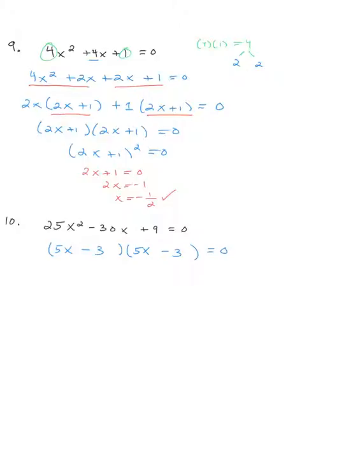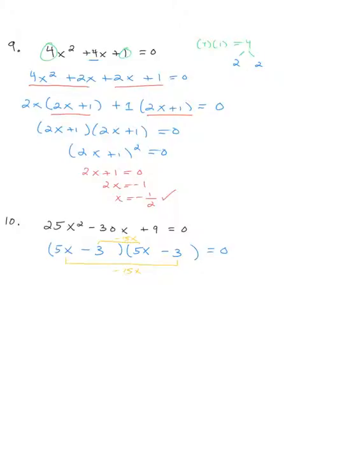Does this work? I know the 5x and the 5x gives me the 25x squared, and the negative 3 and the negative 3 gives me the positive 9. The only thing that you'd want to make sure is that this negative 30x comes out of our equation. So I can check the first and the last terms just like really quickly here. So again, this is just for checking, but 5x times negative 3 is negative 15x, and the negative 3 times 5x is also negative 15. When you add those two together, it does give you a negative 30x.